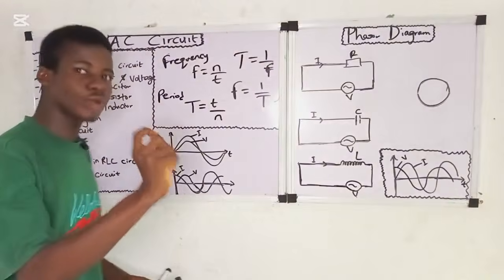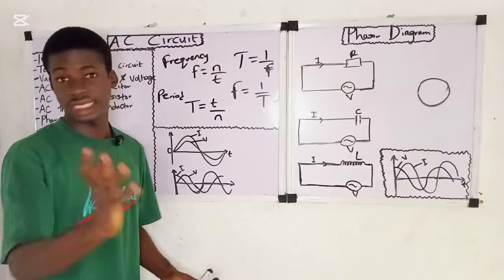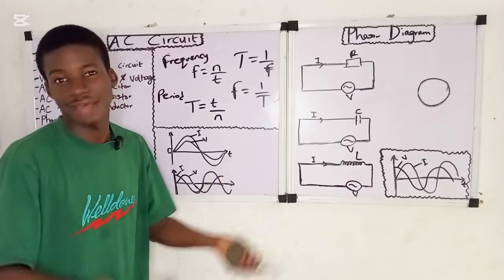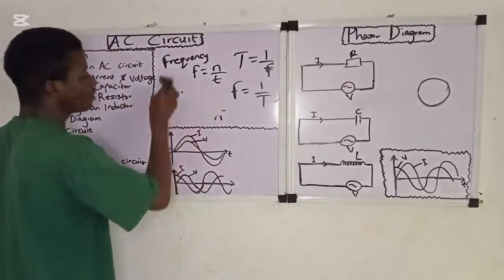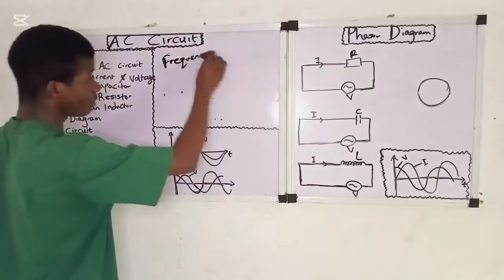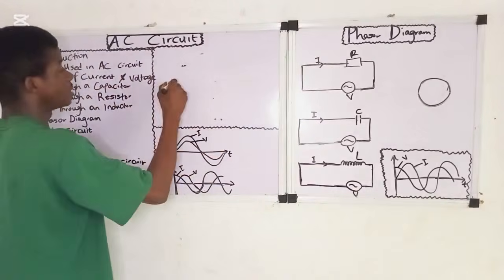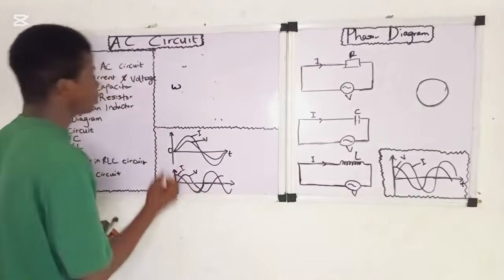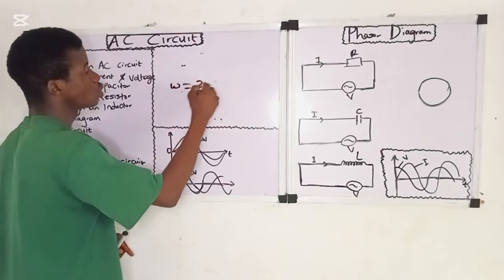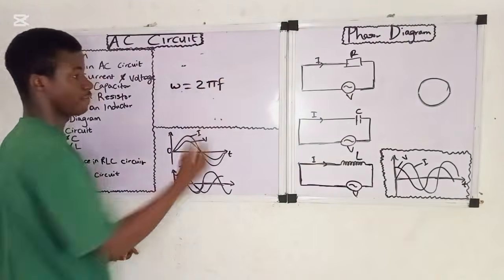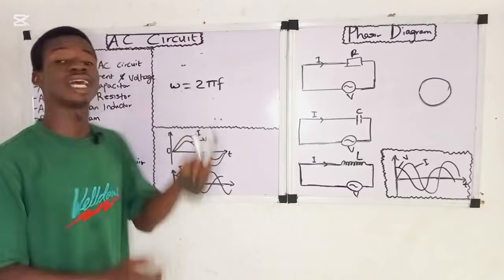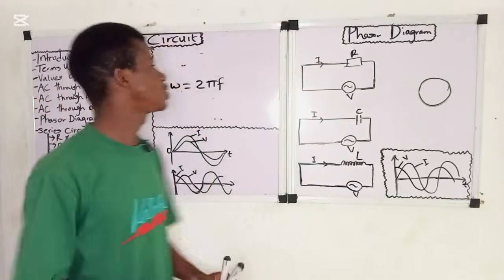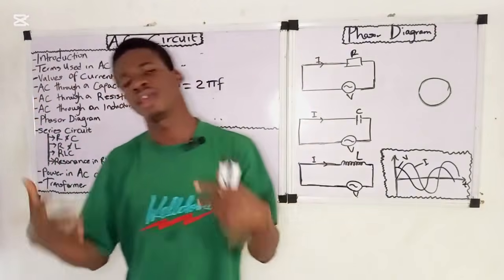Okay, so the next term we will make use of in AC circuits is angular frequency, which is also known as angular velocity. Angular frequency or angular velocity is represented by this symbol here, which is known as omega. Angular frequency is equal to 2 pi f. Just take note that this is known as angular frequency, which is also called angular velocity. These are the terms we are going to make use of in AC circuits.